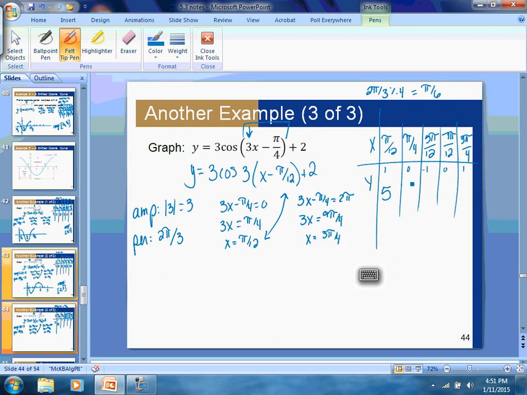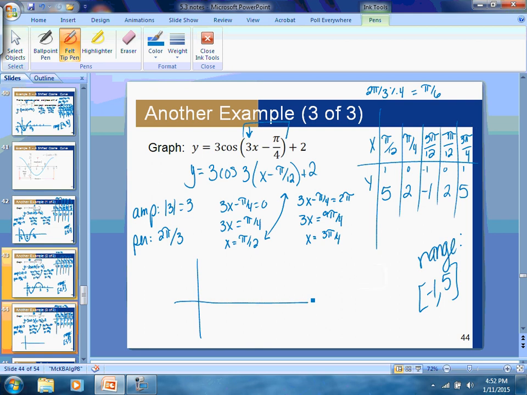0 times 3 is 0, plus 2 is 2. -1 times 3 is -3, plus 2 is -1. 0 times 3 is 0, plus 2 is 2. And then 1 times 3 is 3, plus 2 is 5. So now, this is a good question for you. What's our range? Because it's not just going to be from positive something to negative something, okay? My smallest number is the -1, and my biggest number is the 5. So that's my range now, -1 to 5.